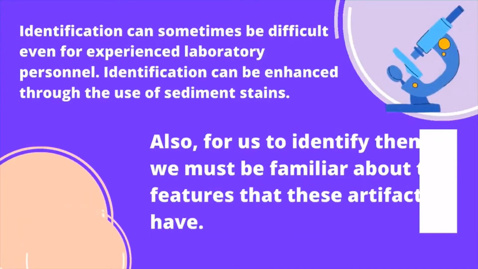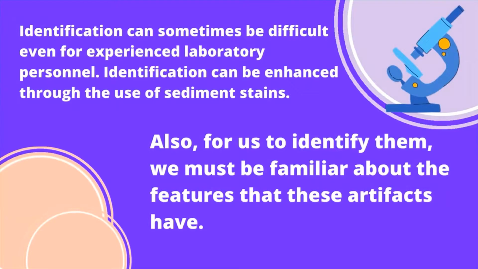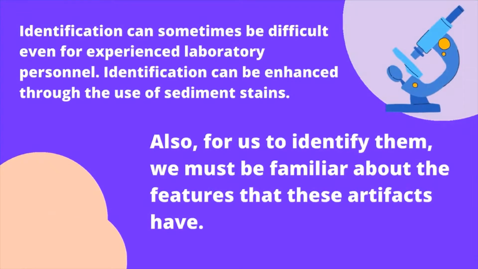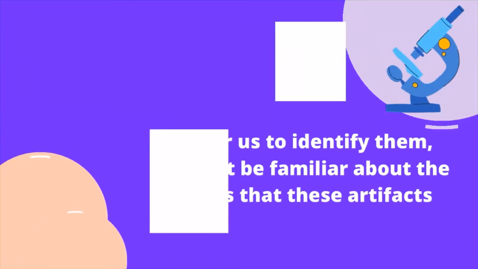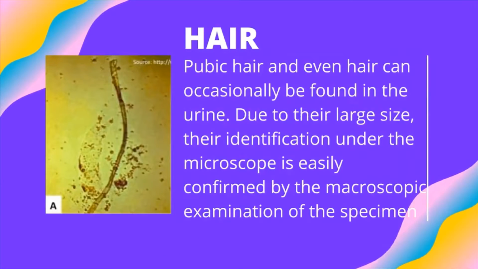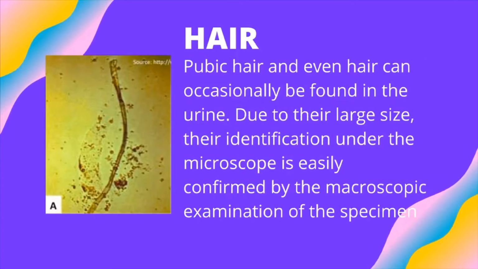Identification can sometimes be difficult even for experienced laboratory personnel. Identification can be enhanced through the use of sediment stains. Also, for us to identify them, we must be familiar with the features that these artifacts have. So the first artifact we have here is hair. Pubic hair and even scalp hair can occasionally be found in the urine.